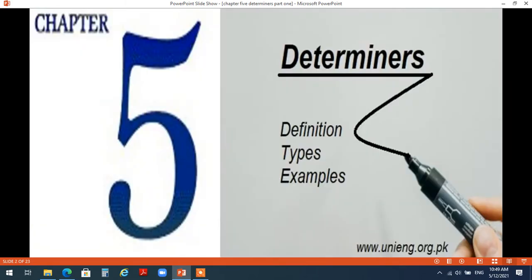In this lecture we are still discussing chapter 5 and now we are going to discuss a new topic in this chapter. This new topic is entitled determiners. So we are going to discuss determiners by having some definitions, and we will know the types of determiners, and of course this will be discussed with plenty of examples to make all things regarding determiners clear to you.